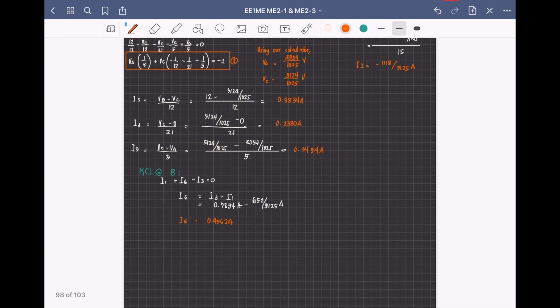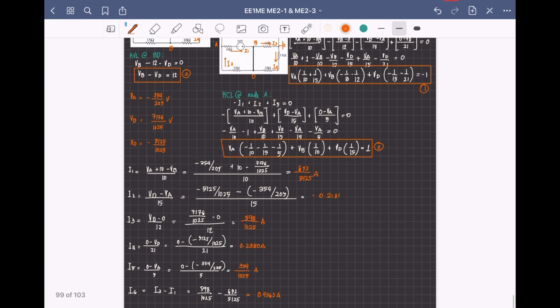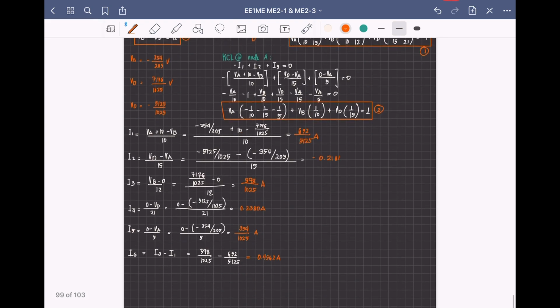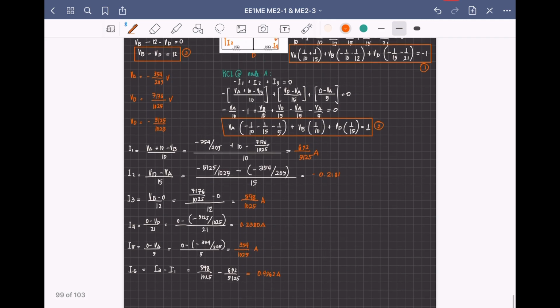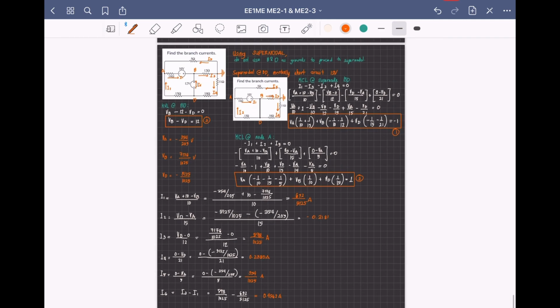I3 is 0.5834. I4 is 0.2380. So, almost everything is similar naman, di ba? Okay. So, that's the difference.